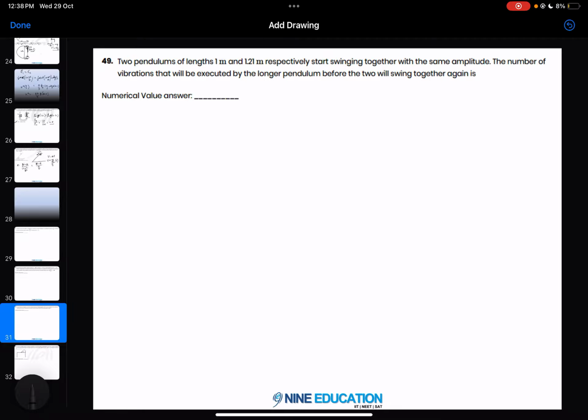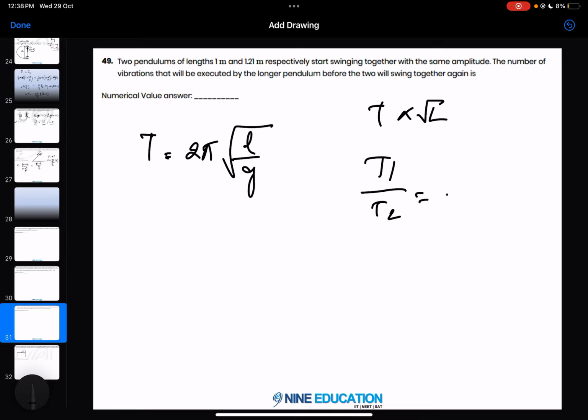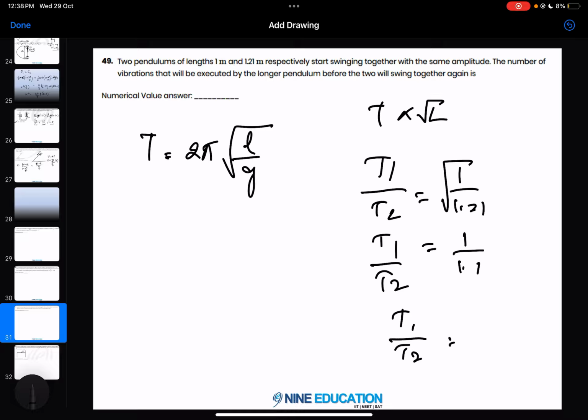Two pendulums of length 1 meter and 1.21 meter are swinging together with the same amplitude. We need the number of vibrations until both will swing together again. So the time period is 2 pi root L by g. Time period is proportional to root L. So T1 by T2 is under root 1 by 1.21, so 1 by 1.1. So T1 by T2 is 1 by 1.1, which is 10 by 11.